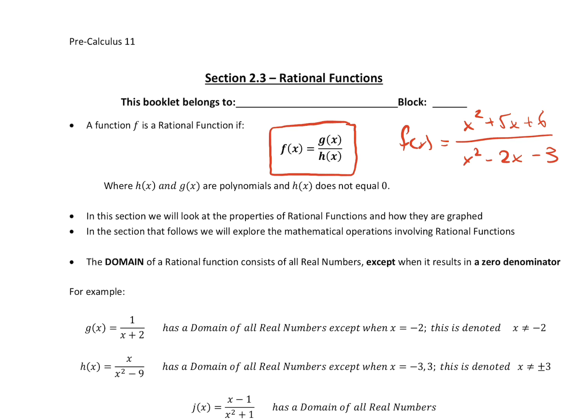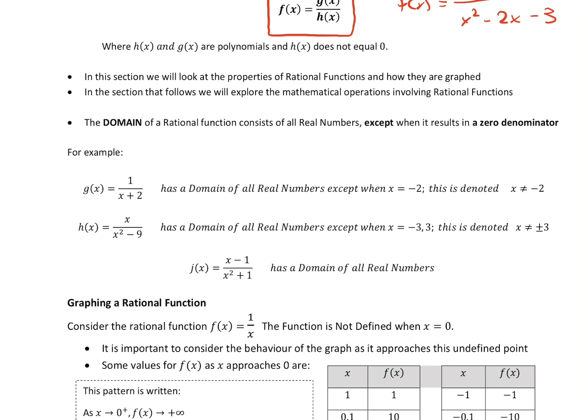That's all I mean. And it doesn't have to be a quadratic. You could have this, right? You could have a 1 on top. You could have just an x on top, right? So it just means you basically have a fraction made up of polynomials.